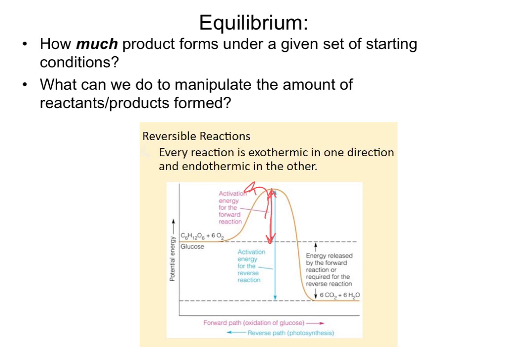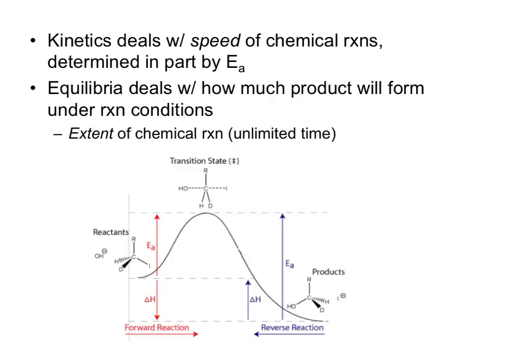That's equilibrium. And that is determined more by delta G here, or the total energy change involved in the reaction, and tells us nothing about speed. Many reactions are reversible. It really depends in large part on the difference in energy between the reactants and products.